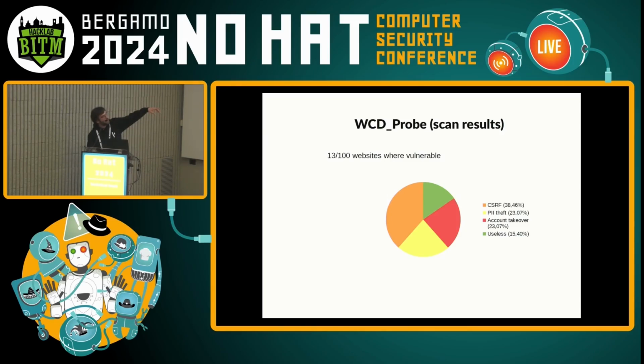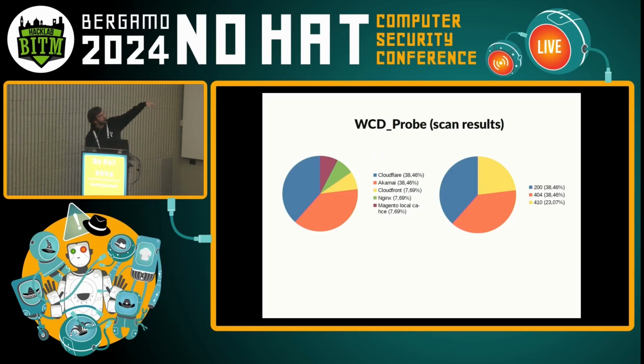These are the impacts I found. So the green one was useless. So for example, the attacker can retrieve only the username. You can do nothing with the username. It's garbage. Sometimes I could take over an account, perpetrate a CSRF attack, or PII theft.